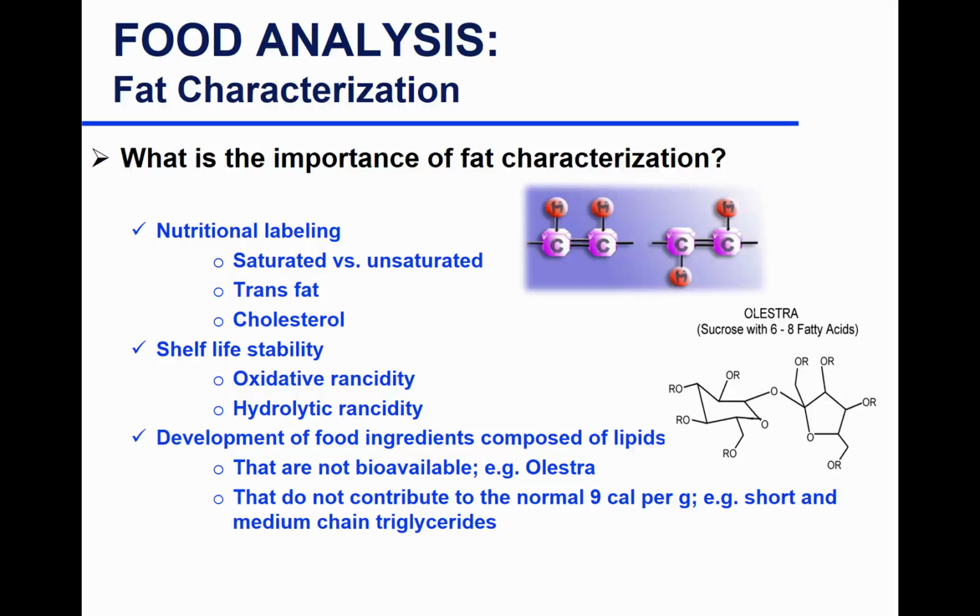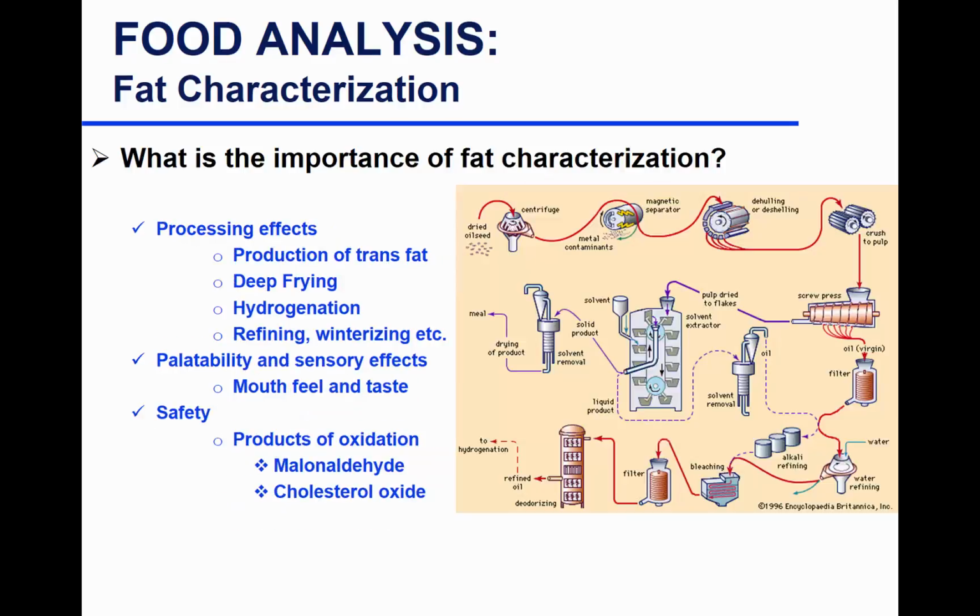For example, olestra simulates fat, but it is not digested as fat. It's basically a sucrose with at least several, like 6 to 8, fatty acids. So the R is a fatty acid chain. It has the characteristics of a fat, but is not bioavailable, and it doesn't contribute to your 9 calories per gram.